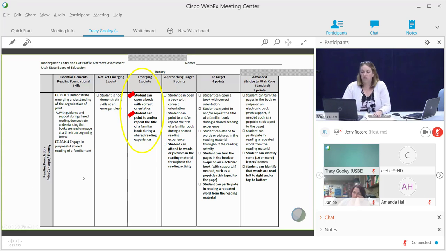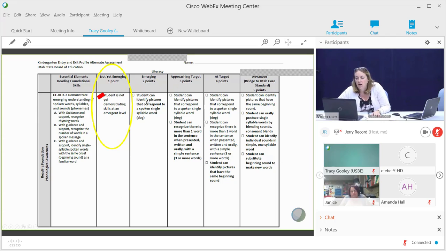So for this case, we're going to say our student was able to do both those skill sets, but was not yet able to attend words or pictures. So we're here at emerging. Then you move on to the next one. Can the student identify pictures that correspond with a spoken single syllable word? Student is not yet able to do that, so they're still here at not yet emerging.